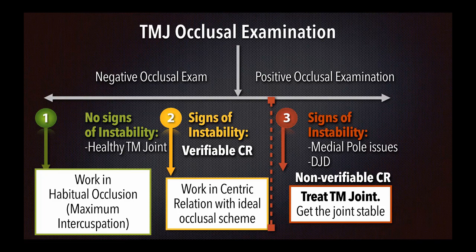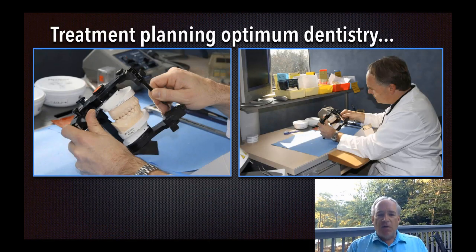A third possibility is a tough one, and I know you've had some lectures about this, but if the signs of instability are related to the joint, where we're completely off the disc, particularly off the medial pole, or there's active degeneration going on, what we call degenerative joint disease or DJD, then we would call that a non-verifiable centric, and these are the patients that we're going to have to treat the joint first and get that joint stable. In my practice, we do a lot of splint therapy first to get these patients stable before we can then start reorganizing their occlusion.